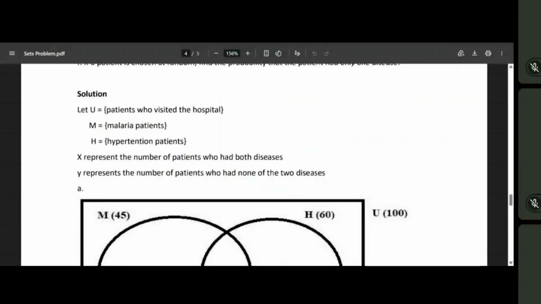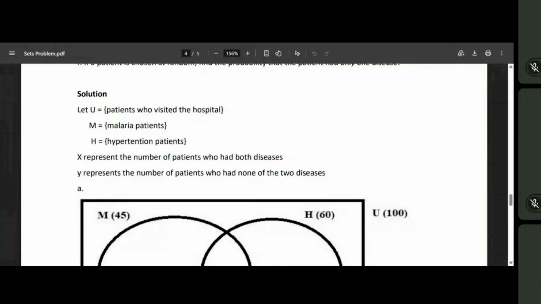The solution says, let U represent patients who visited the hospital, M represent malaria patients, H represent hypertension patients, and X represent the number of patients who had both diseases. Take note of this very well: X is not a set, it's just a number. X is the number of patients who had both diseases.